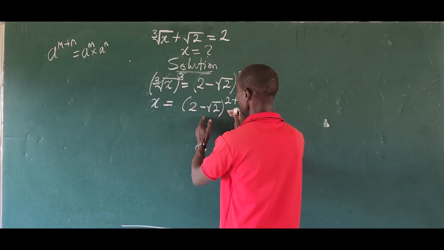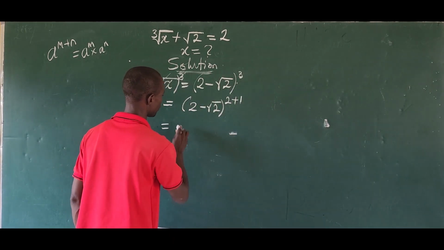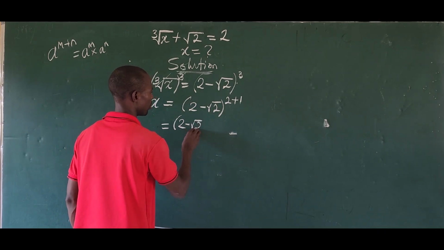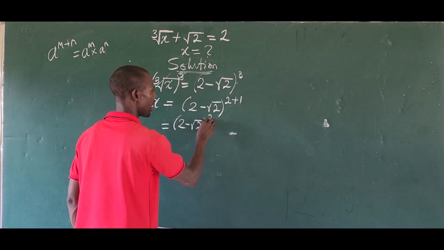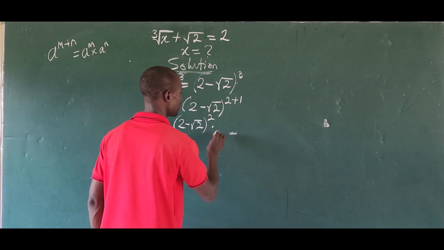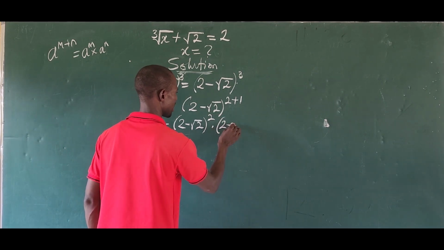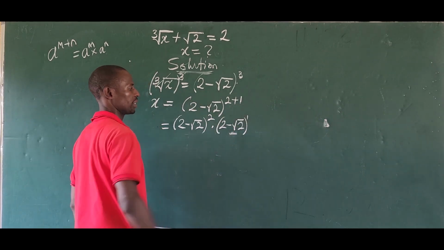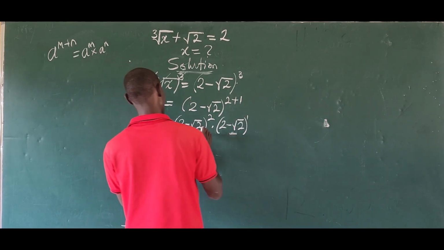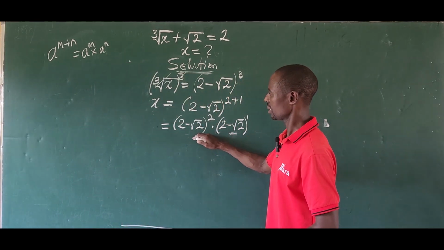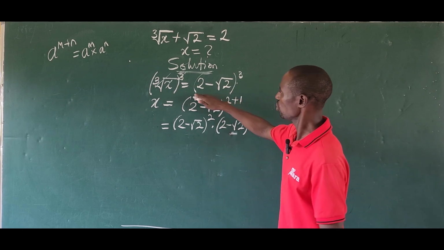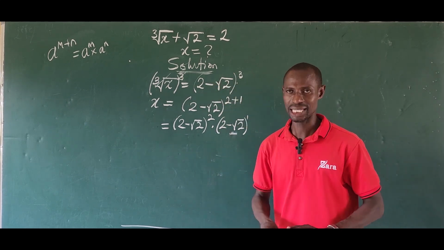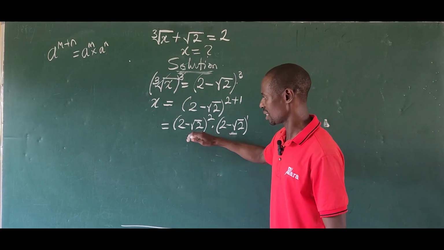So I want to rewrite this expression here. Rewriting this is going to give us bracket 2 minus the square root of 2 close bracket to the power of 2, then times bracket 2 minus the square root of 2 raised to the power of 1 here. Okay, now we can easily open up this, right? Or we could as well use the binomial expansion to open up this, but still we'll get the same answer. So let's open up this first.